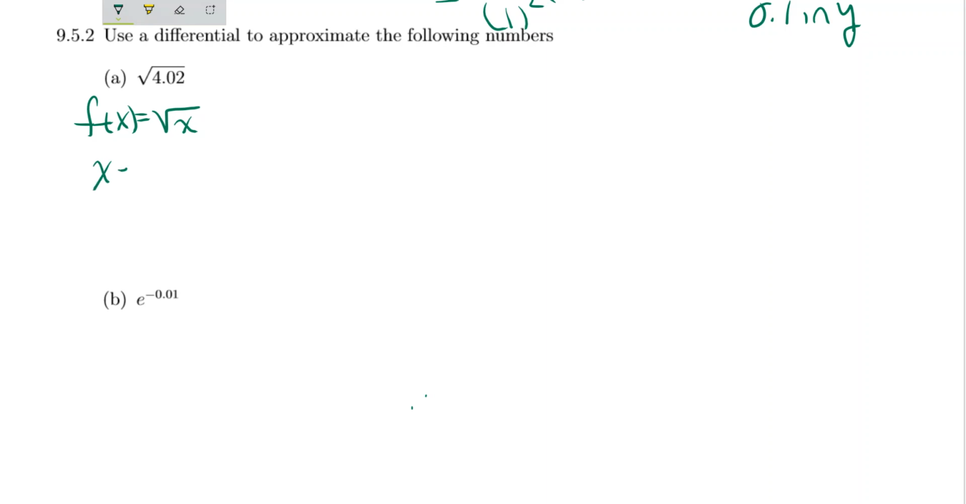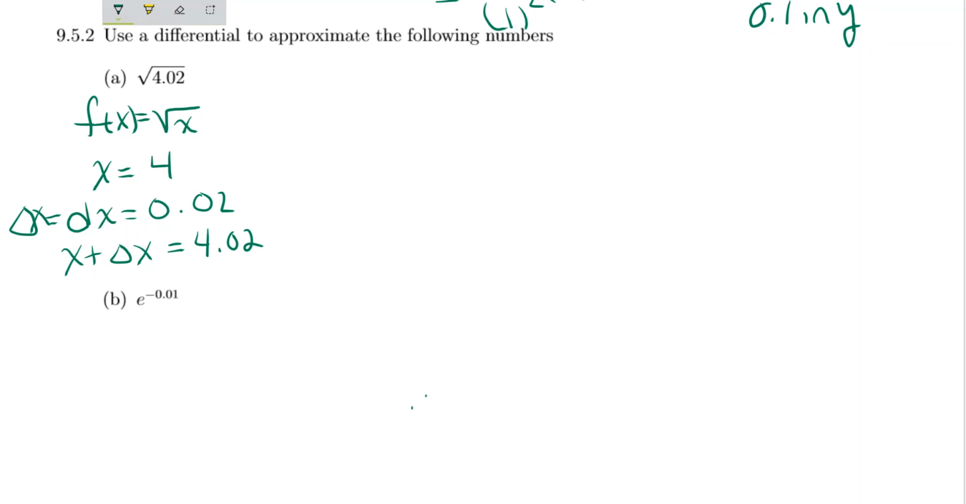And I'm going to be starting out at something I can easily do the root of. So my base value of x is going to be 4. And then my dx, or delta x, is going to be 0.02. So that when I do x plus delta x, the thing I'm going to be approximating, I get 4.02. Hopefully you see what I'm up to with this.